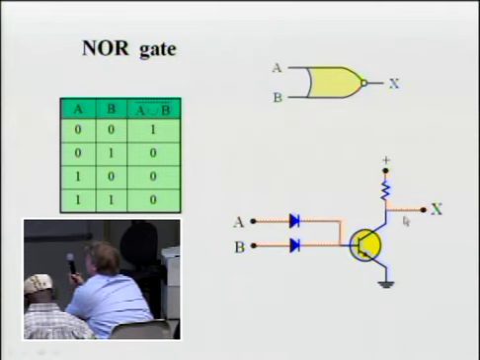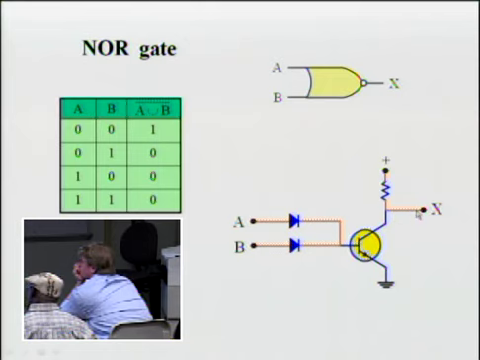What will be the output voltage, potential? High, right? This current is going to be zero, so these two potentials are going to be equal. So we will have high potential over here. And indeed, this satisfies the first row. Let's now go to the last row.